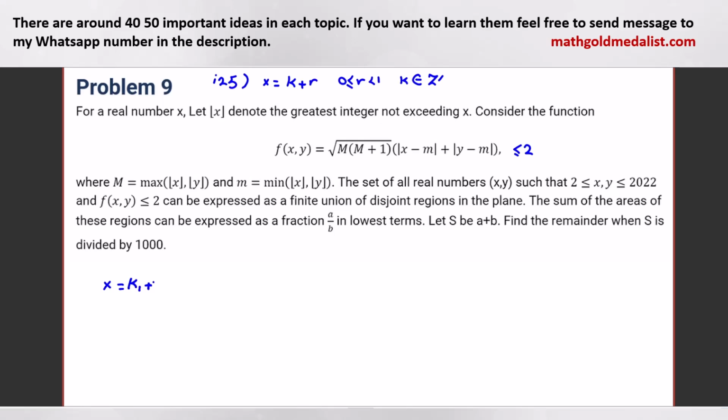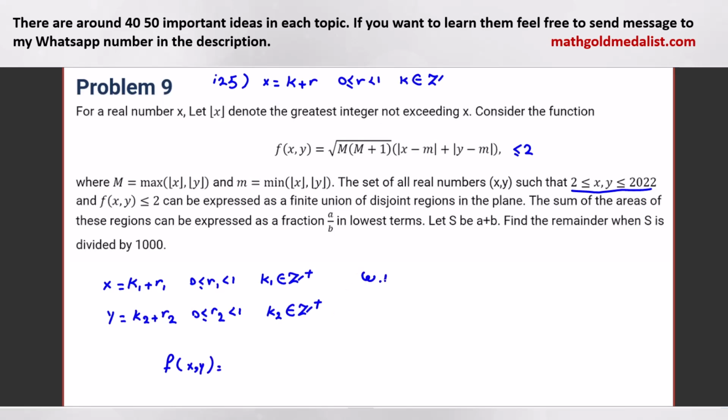I write x as k1 plus r1, and y as k2 plus r2. We know r1 is from 0 to 1, r2 from 0 to 1, and k1, k2 are integers because the problem says x and y are from 2 to 2022. We can say k1 and k2 are positive integers, at least 2. Now, what will f of x, y be? Without loss of generality, suppose that k2 is greater than or equal to k1, because here we should see the maximum of the integer parts k1, k2.